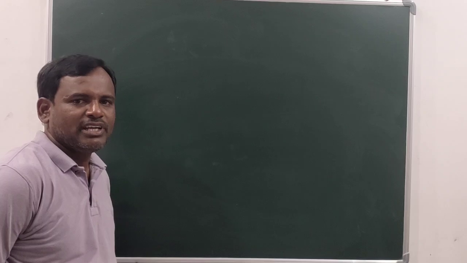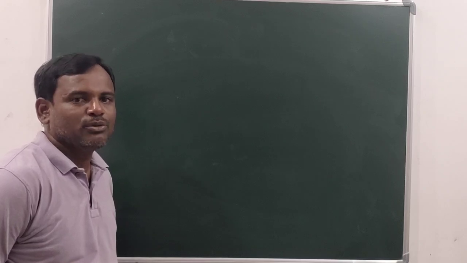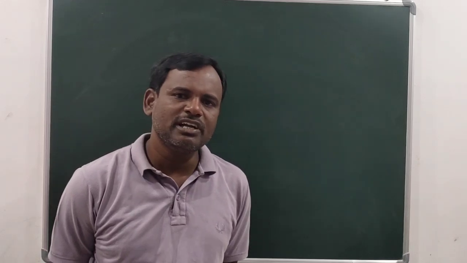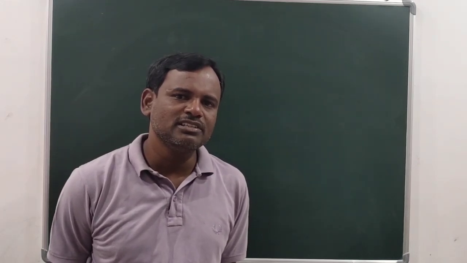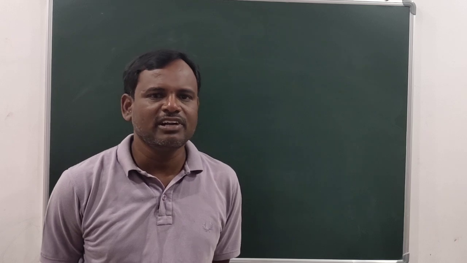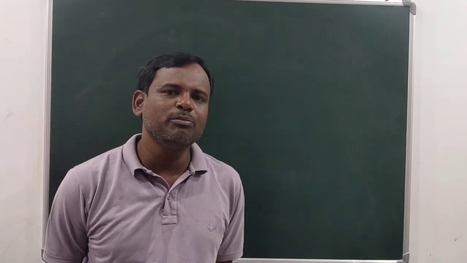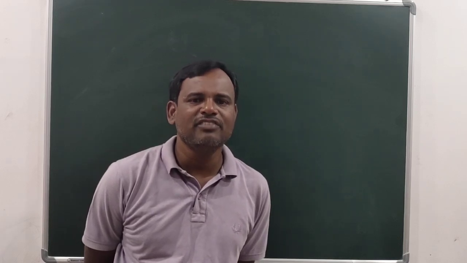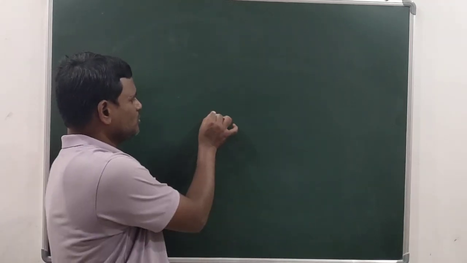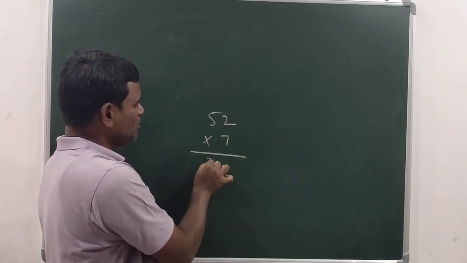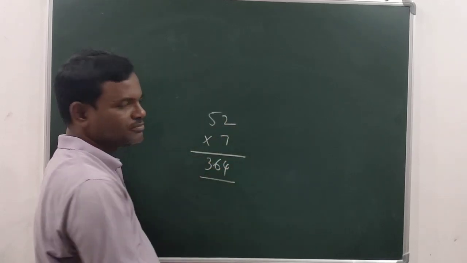You know, in a year there are 52 weeks, because if you take any day, either it may be Sunday, Monday, Tuesday, Wednesday, Thursday, Friday, Saturday. In a week there are 7 days. Every day will repeat 52 times in a year. Hence we say in a year there are 52 weeks. So 52 into 7, if you multiply, you will get 364 days.